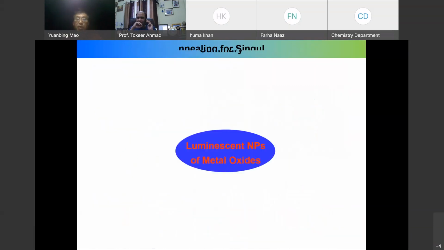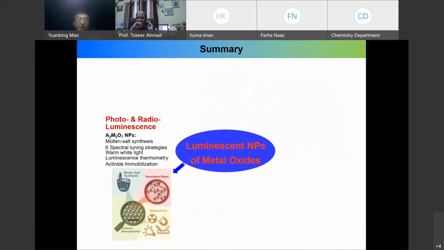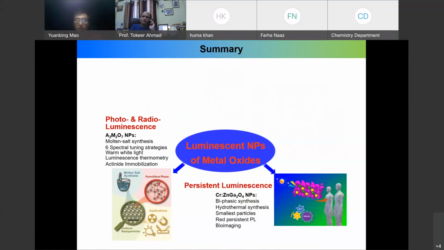So to summarize what I talked about, I showed you some examples related to photoluminescence and radioluminescence, mostly using pyrochlore as the example, and I also showed you some examples with persistent luminescence, mostly based on chromium-doped zinc gallate nanoparticles.